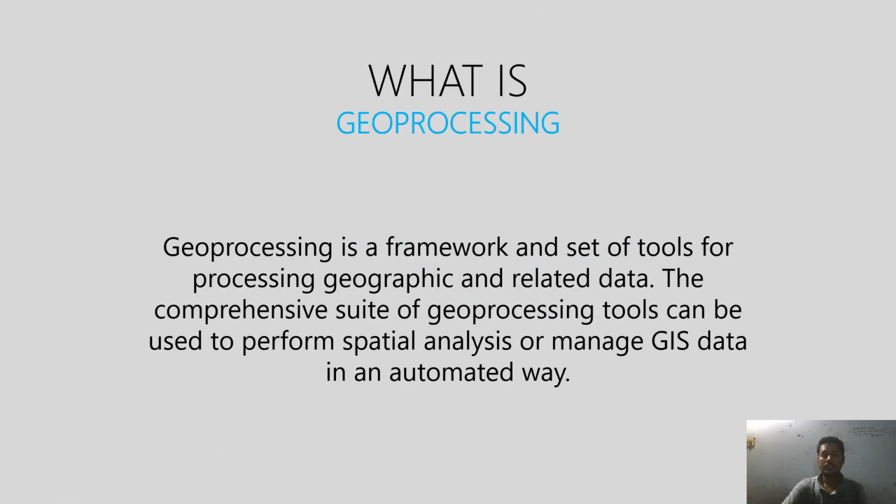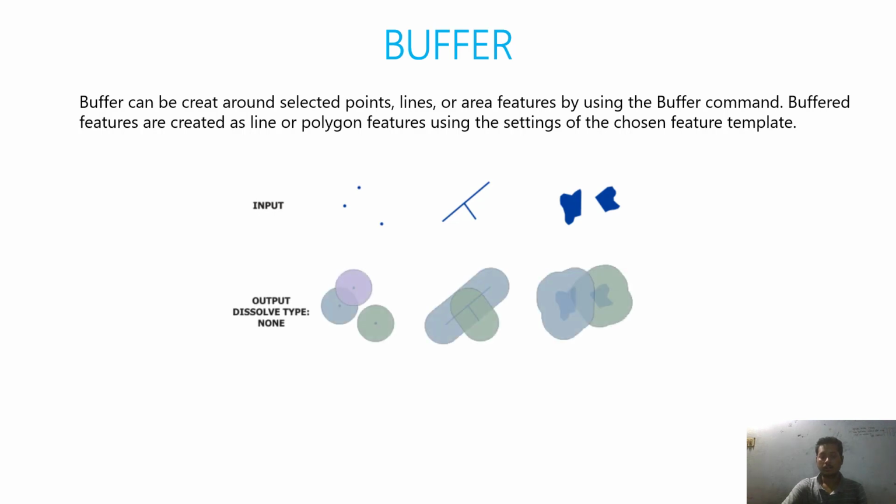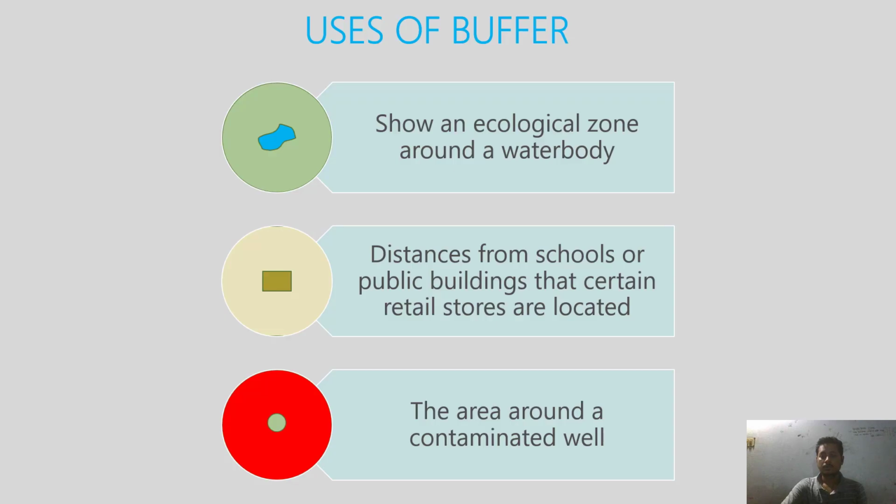Let's see today's first geoprocessing tool. Buffer can be created around selected points, lines, or area features by using the buffer command. Buffer features are created as line or polygon features using the settings of the chosen features template. Here in the figure we can see the input could be point, line, or polygon, and this is the output after the buffer command. And finally we can see this is the output after the buffer command and doing the dissolve.